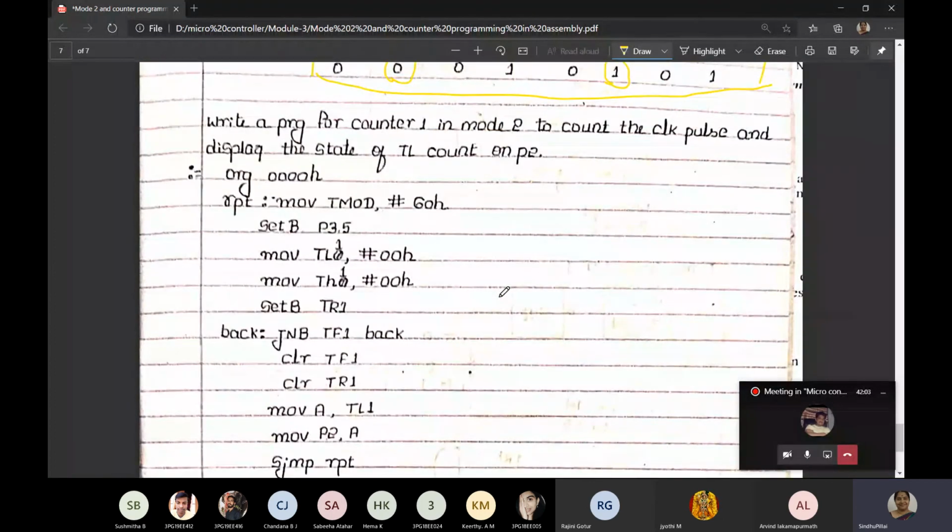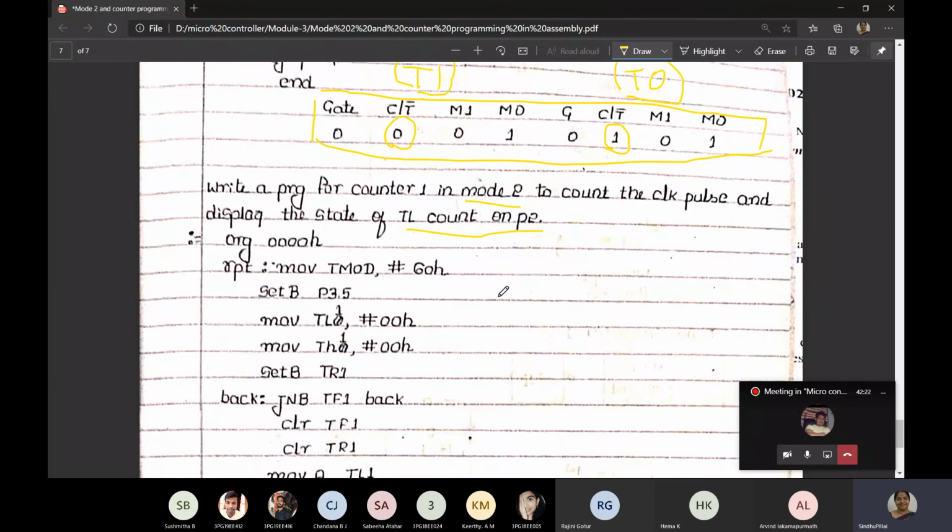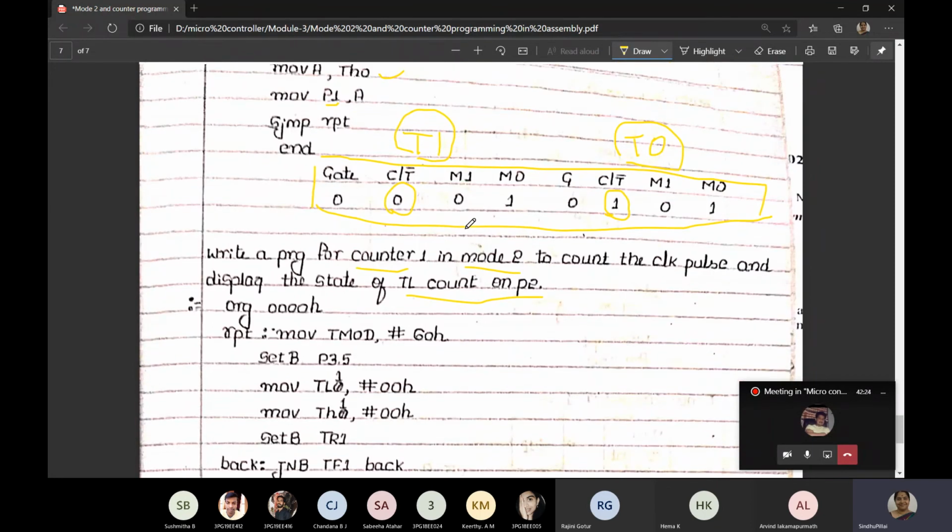Next, the last one. Write a program for counter 1 in mode 2 to count the clock pulse and display the state of TL, that is the count, on P2. Okay, counter 1 in mode 2, that is important. Fine. Since it is counter 1, that means it is timer 1. What you have to fill? You will fill here. First it will always be 0. Here you will fill 1. Okay, and it should work in mode 2.